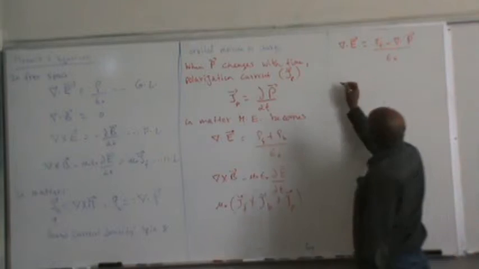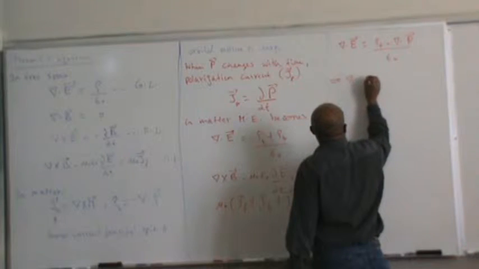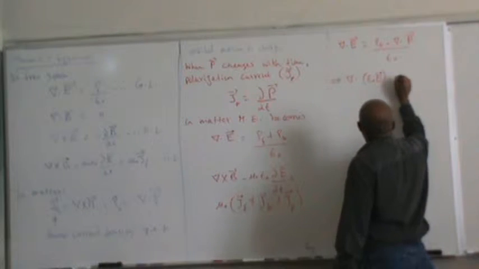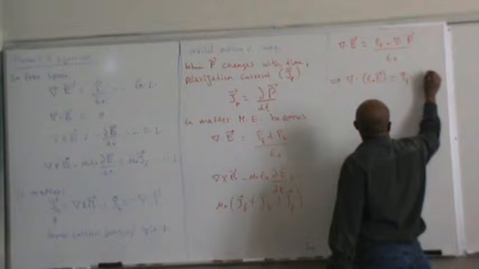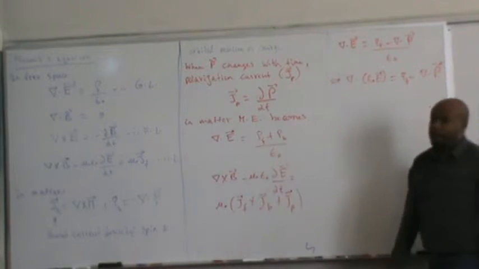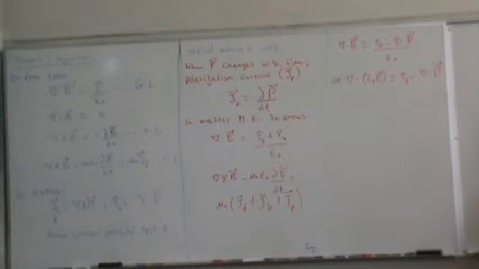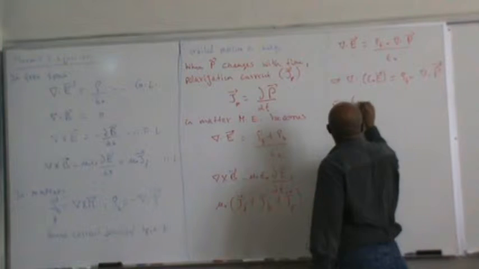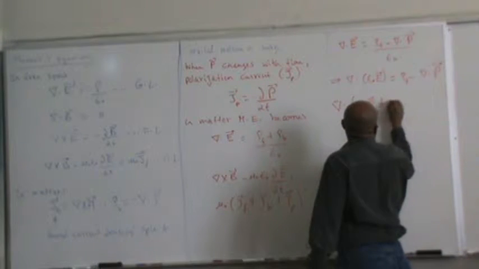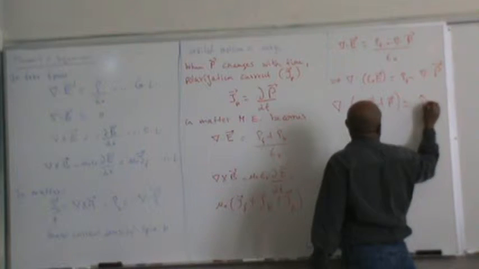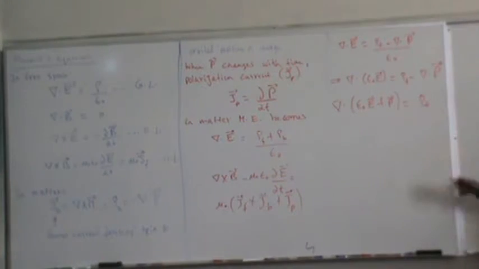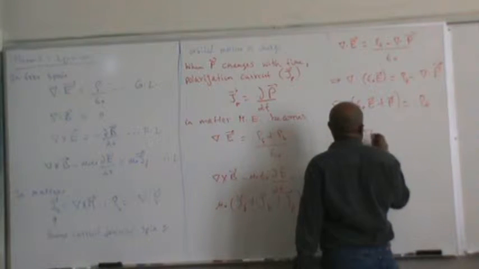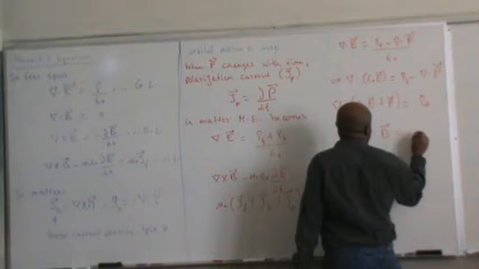And this divergence of epsilon naught E equals rho free minus divergence of the polarization. So if you bring this one in here, you would have the divergence of epsilon naught E plus the polarization P equals rho free. What did we call this? The displacement vector. So this would give you the divergence of the displacement vector D equals rho free.